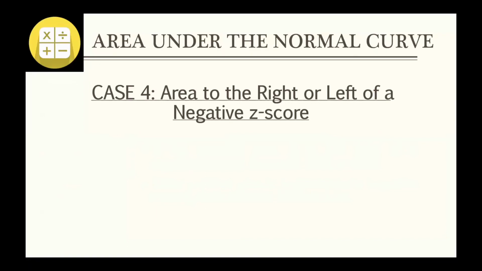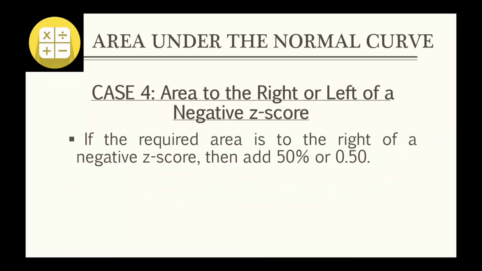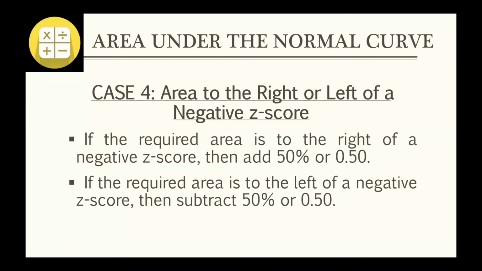In case number 4, we are going to find the area or probability of a region under the normal curve to the right or left of a negative z-score. There are two rules under this. Number 1, if the required area is to the right of a negative z-score, then add 50% or 0.50. The second, if the required area is to the left of a negative z-score, then subtract 50% or 0.50.